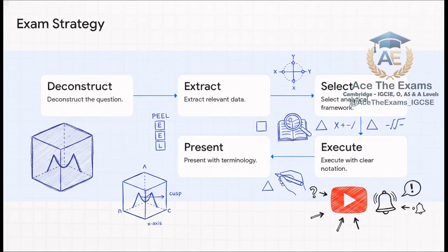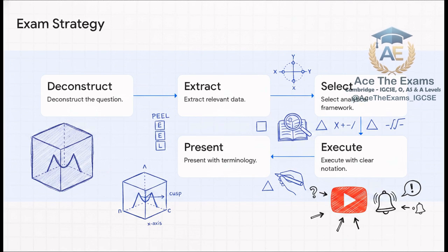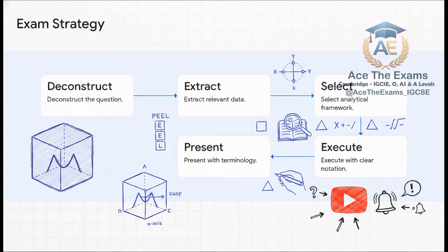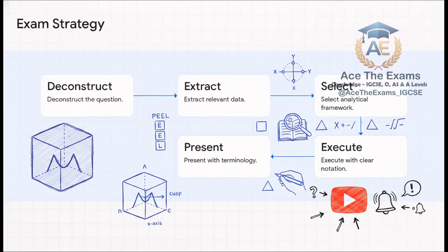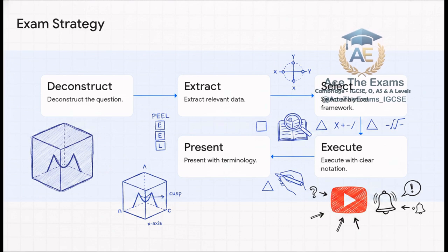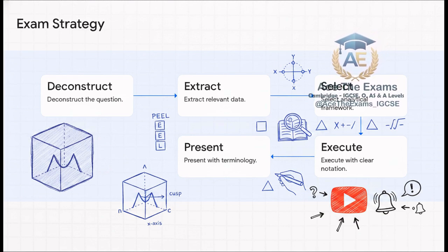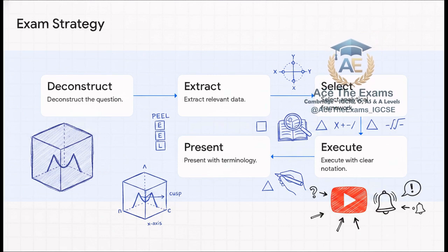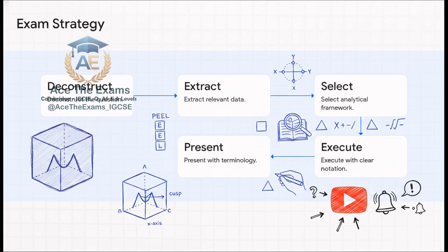Let's do a final recap of the ultimate exam strategy sequence for mastering these cubic modulus graphs, essentially our time management matrix. 1. Deconstruct the command words. Are you plotting or sketching? 2. Extract the relevant data, meaning your roots and intercepts. 3. Select the analytical framework, applying our PEEL structure. 4. Execute with clear notation, showing absolutely all your method marks. 5. Present with correct terminology, clearly labeling your cusps and axes so the plating is perfect.